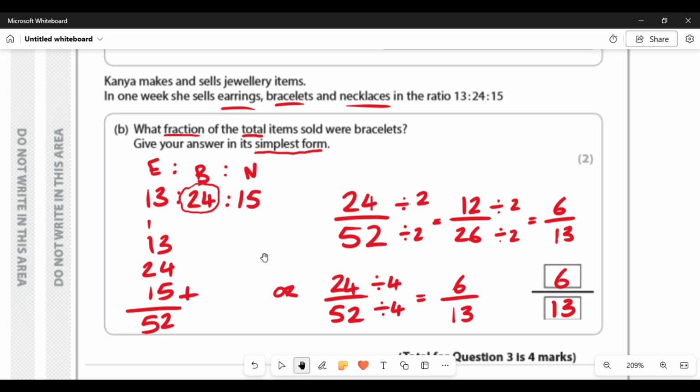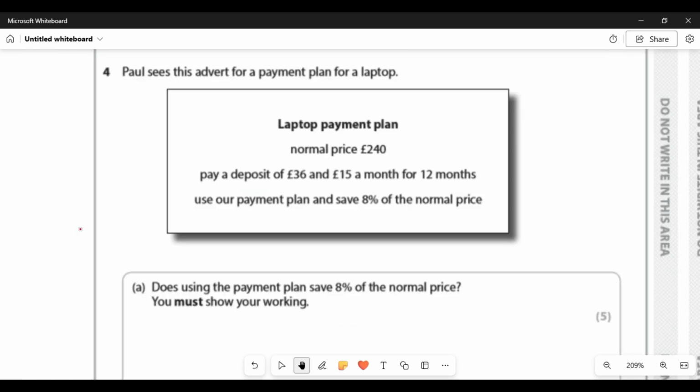Let's move on to the next question. Question 4. Paul sees this advert for a payment plan for a laptop. The laptop payment plan, the normal price £240, pay deposit of £36 and £15 a month for 12 months. Use our payment plan and save 8% of the normal price. Part A says, does using the payment plan save 8% of the normal price? You must show your working. 5 marks for part A. Wow.